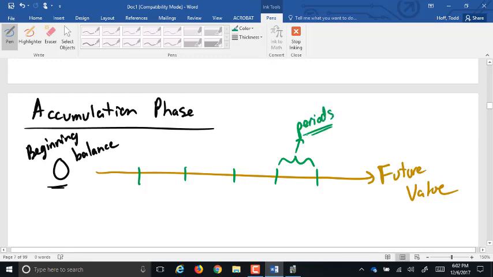Those periods, just like compound interest, could be monthly, could be quarterly, could be annually. The most common are either monthly or annually that you would make a payment in. The absolute most common is monthly because many annuities are paycheck withdrawals.